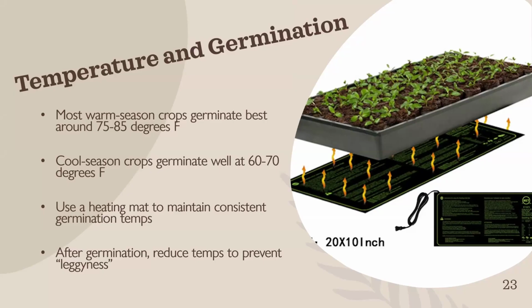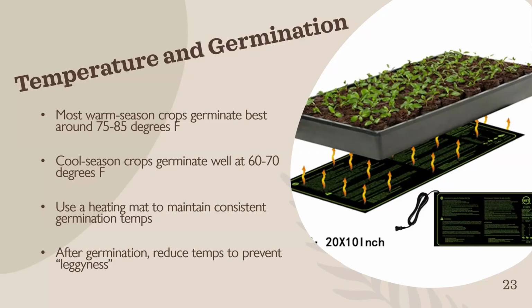Some colder season crops are going to germinate well at some lower temperatures, and that might be something that you don't need a heating mat for, but could just do within your house, which might be between 60 degrees and 70 degrees Fahrenheit. That's a pretty average range for indoors this time of year too.